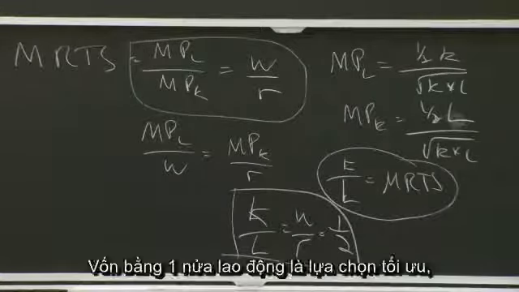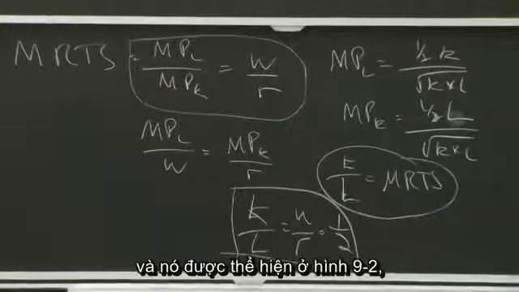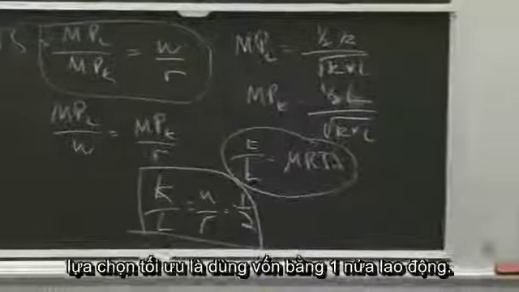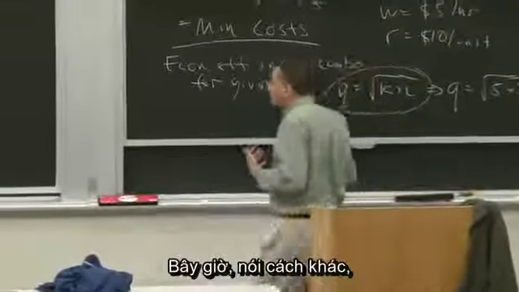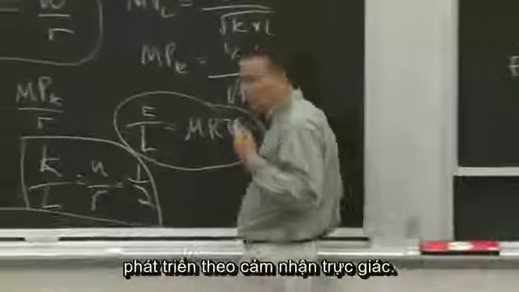Half as much capital as labor is the optimal thing to do. And that's what we see in figure 9 too. The optimal thing to do is to use half as much capital as labor. Now, let's develop the intuition.